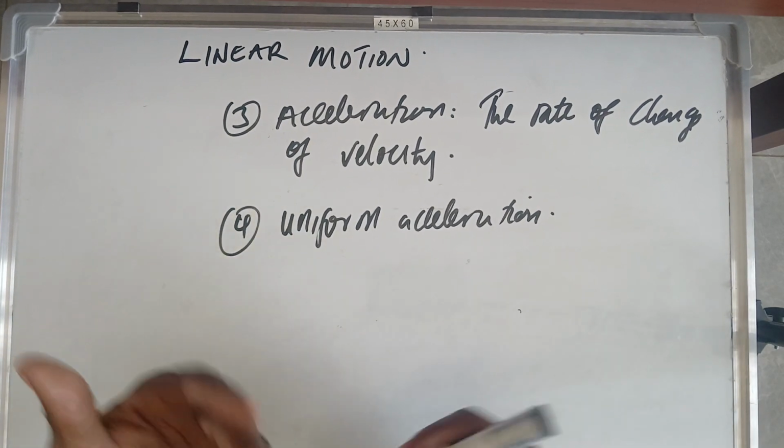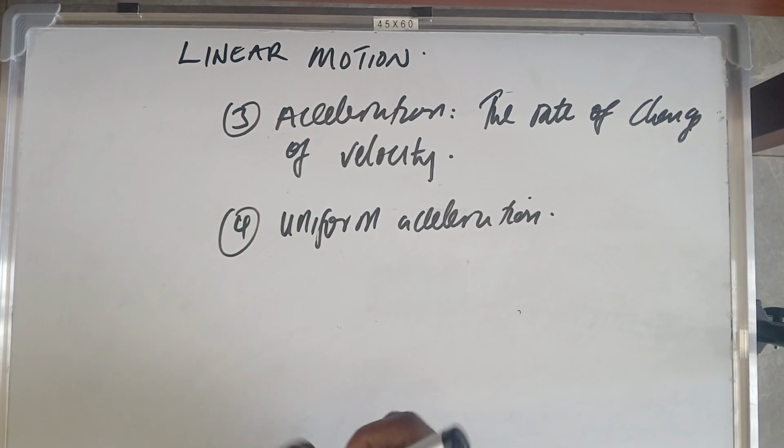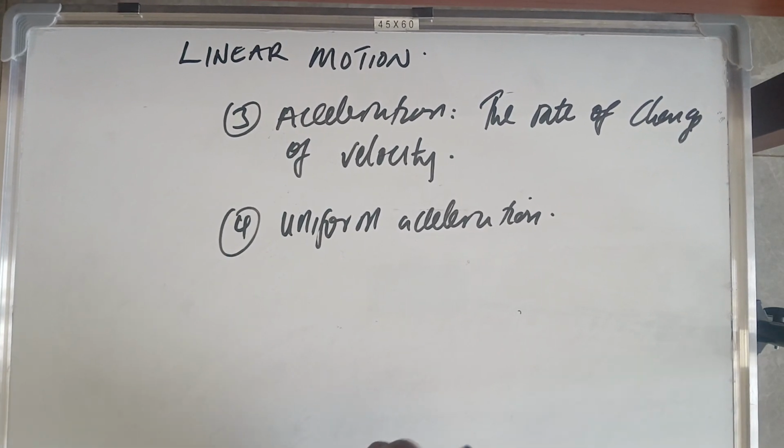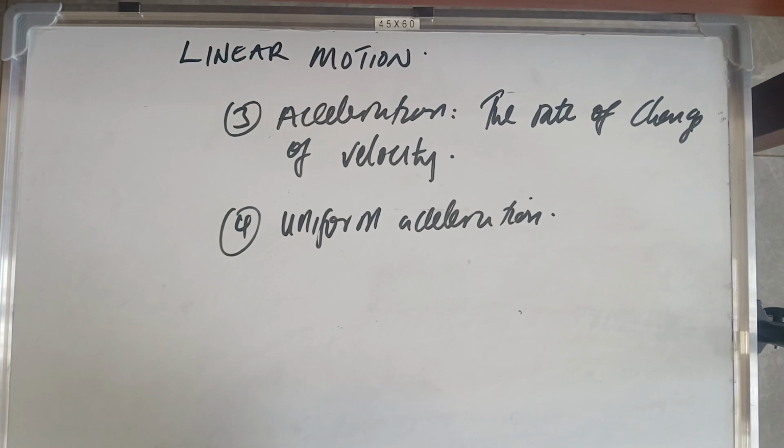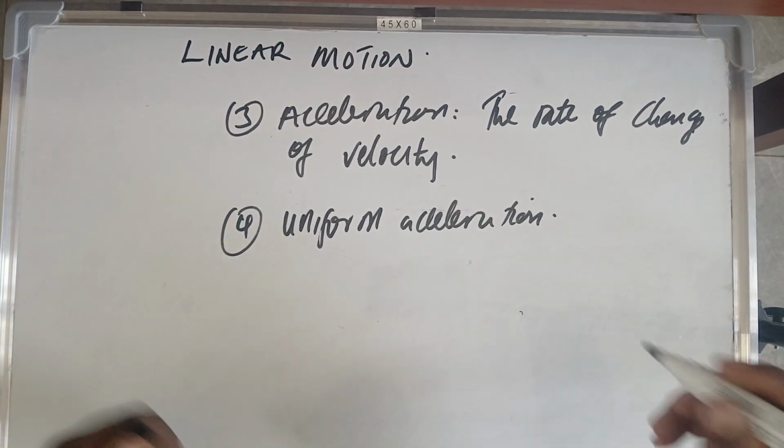Then there's also variable acceleration and so forth. Okay, so we are saying uniform acceleration is when the body moves in such a way that its velocity changes in equal magnitude in equal intervals with time.